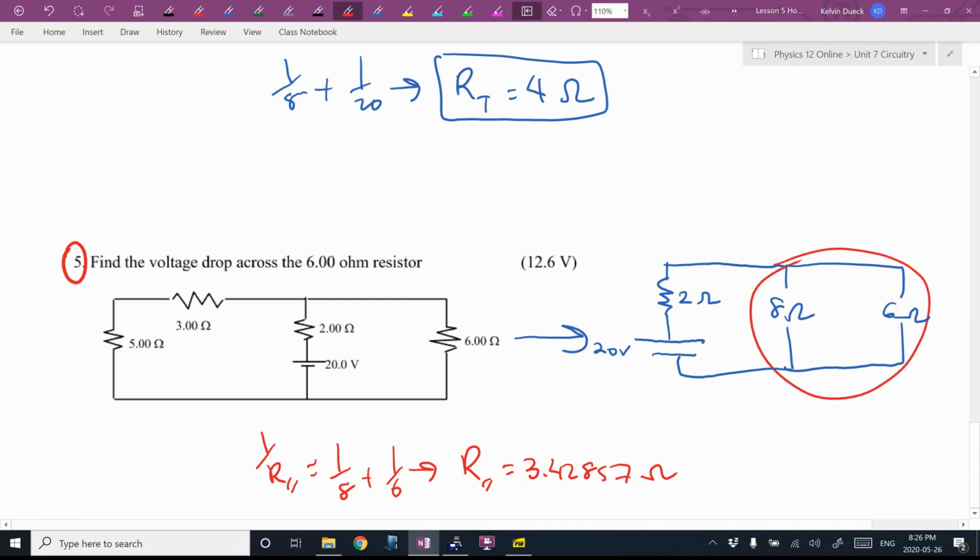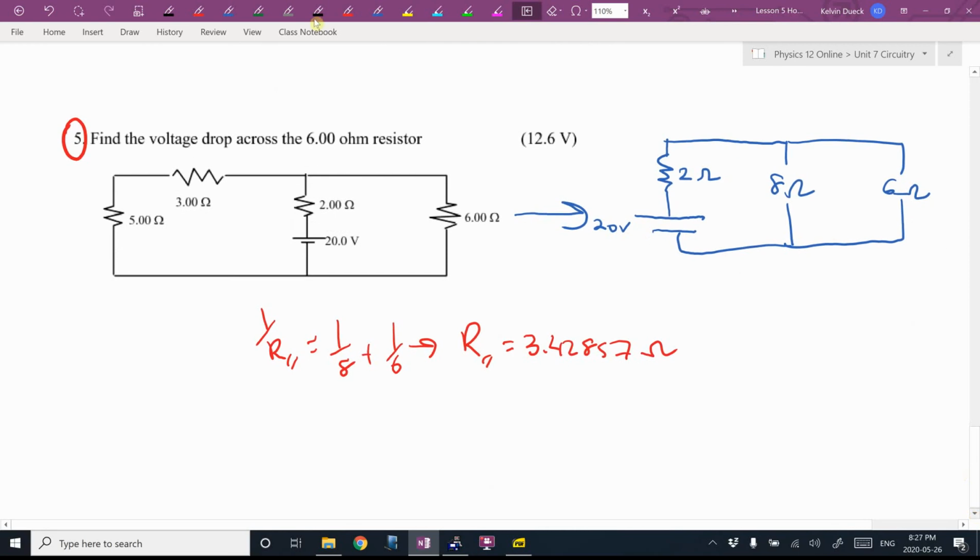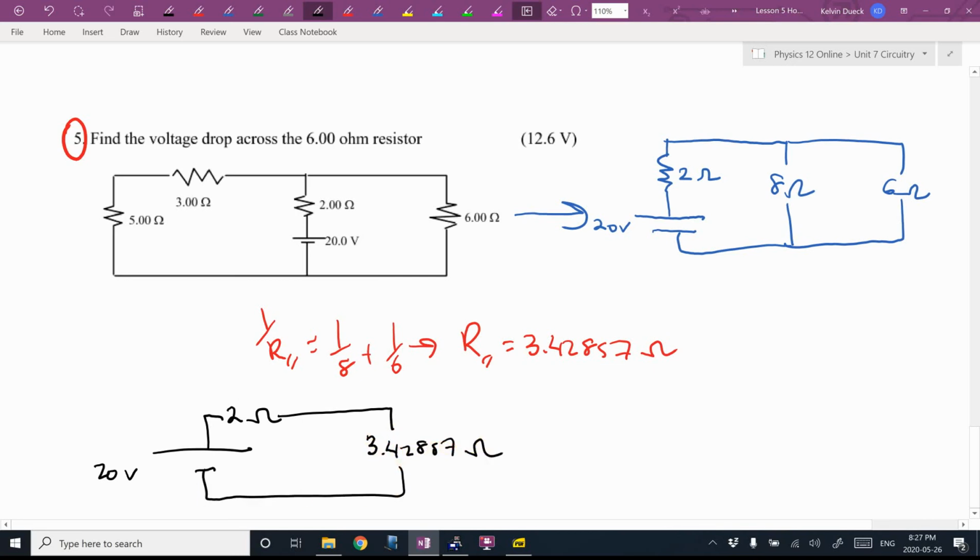So that's what these two are like. So now I can redraw this one more time. It looks like this is the same as a 20 volt battery, a 2 ohm resistor, and then those two are a 3.42857 ohm resistor. Oh, now I can go again. Our total is going to be 2 plus 3.42857. I'm going to use my answer button.